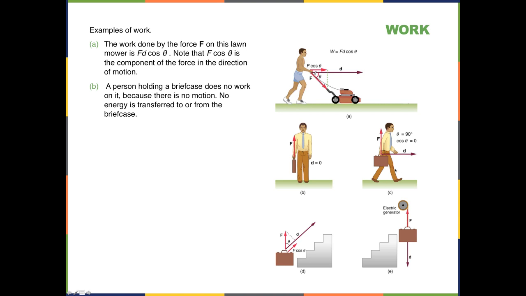Now this next one might be a little more difficult to understand, but notice that the force is up and down, but the displacement vector is from left to right. So the angle between these two, at least regarding this force, is 90 degrees, and the cosine of that angle is 0. Therefore, despite the fact that the briefcase is moving, it's not moving up and down, which is the direction of this force, and therefore in this situation no work is being done. There's no transfer of energy. I know that sometimes people have a hard time understanding that, but that's how this is done.